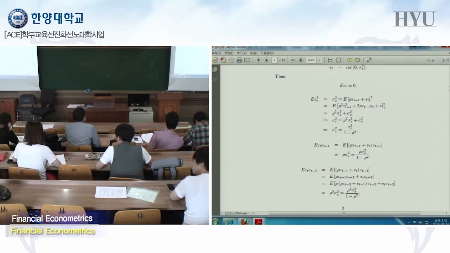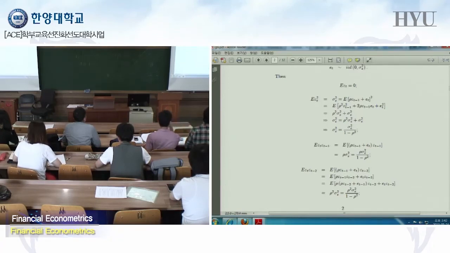And since we know what sigma epsilon square looks like, we plug this in, so we have this relationship. Actually, I skipped this one. My mistake, but anyway, I think it is clear. So we can find the pattern, right? The variance of epsilon t is sigma epsilon square, which is sigma e square over 1 minus rho square.